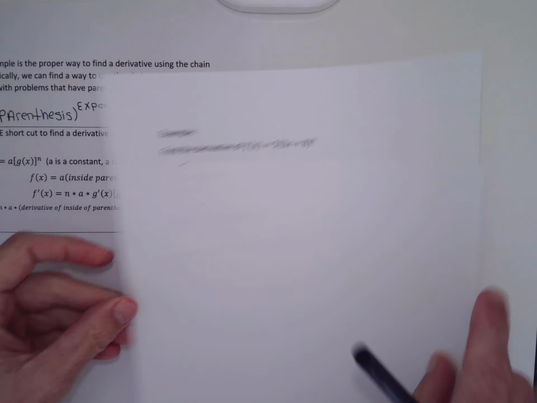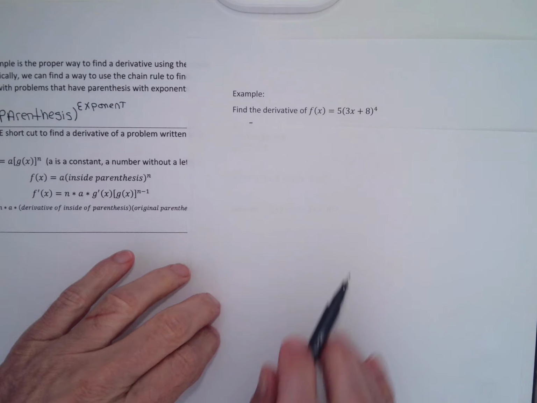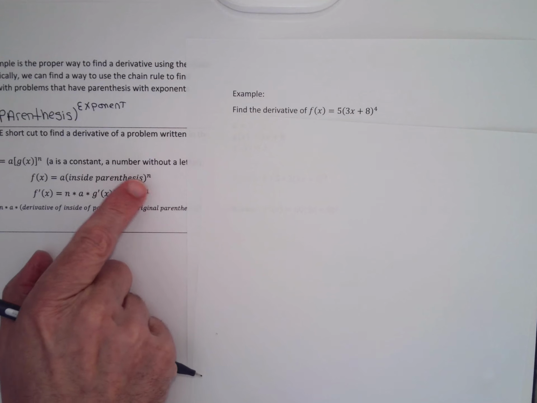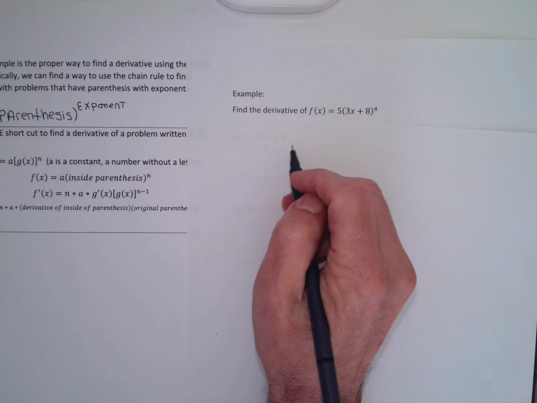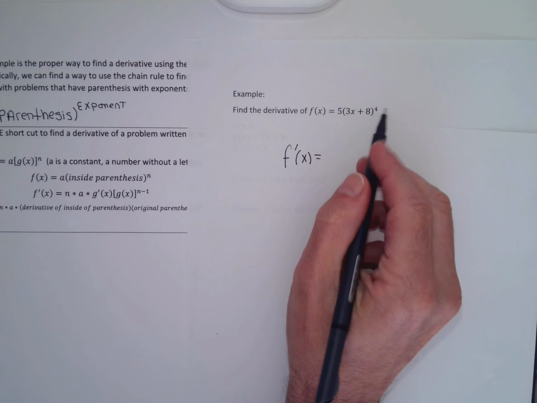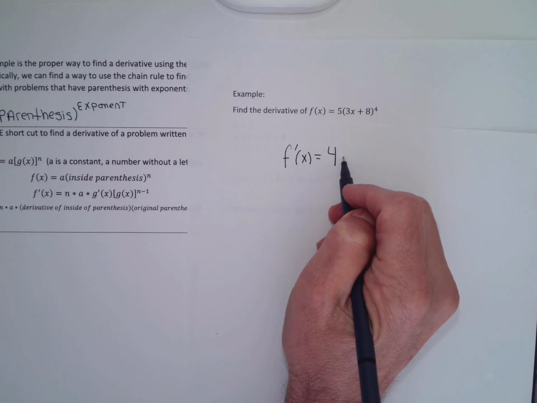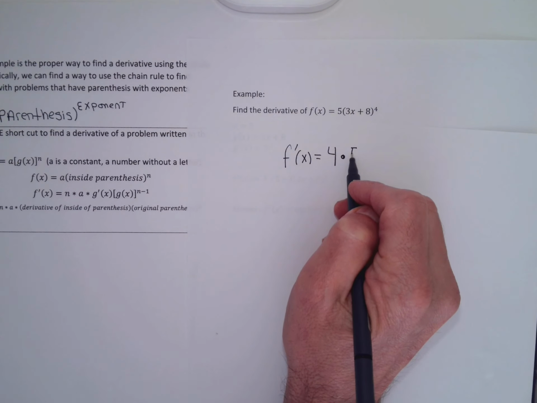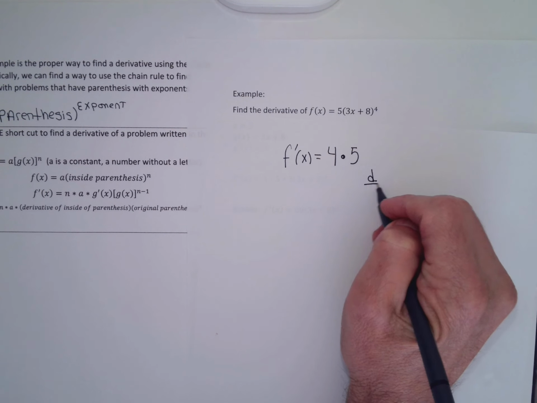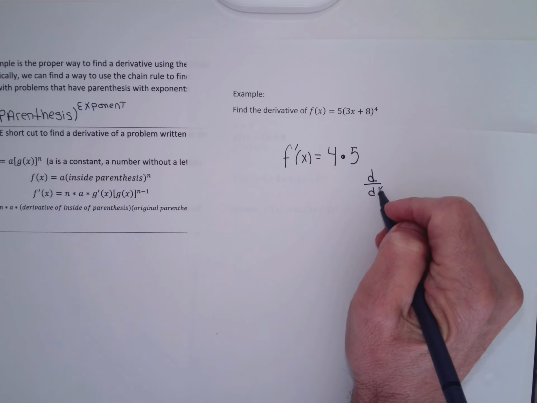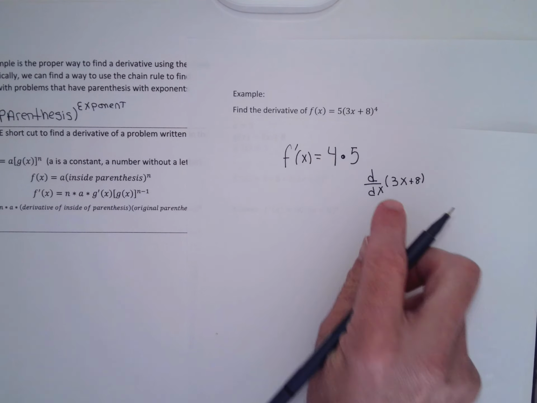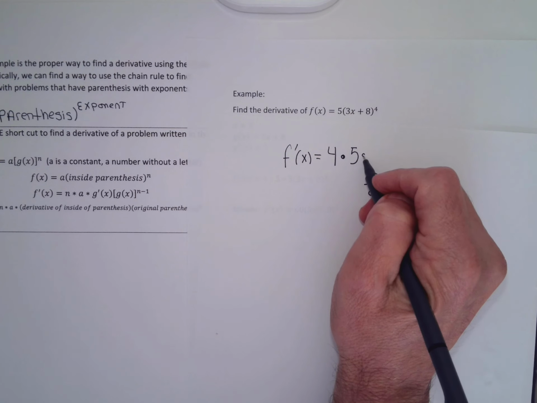So let me just maybe word this out rather than symbol this out. So if I look at this problem, I have a number times the inside of a parentheses with an exponent. How do I find the derivative? To find the derivative, I take the exponent, in this case 4, multiply it by the coefficient 5, and then I have to multiply it by the derivative of the inside of the parentheses. The proper way to write that is I'm multiplying it by the derivative of 3x plus 8. And the derivative of 3x plus 8 is what I'm going to write right next to it.